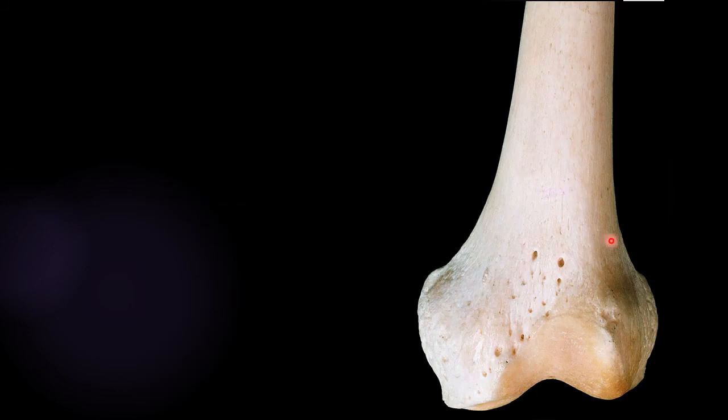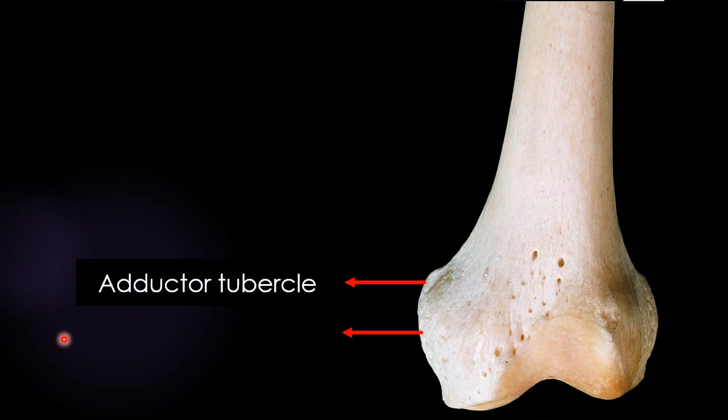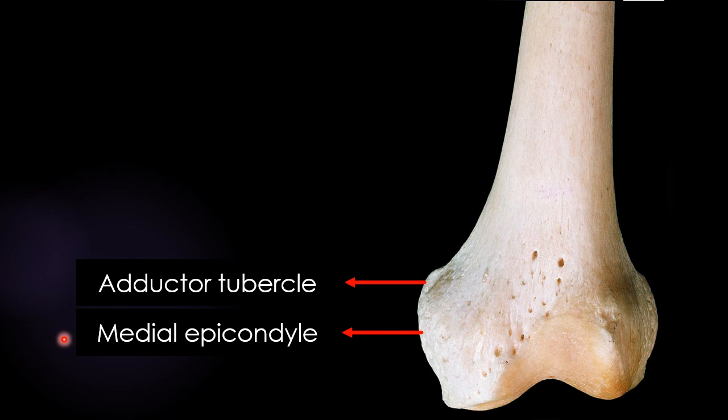Here you can see the lower end of the femur from the anterior aspect. Let me show you clearly. Here you can see the adductor tubercle. It may be marked and you may be asked to identify the muscle attachment to that particular area. So the adductor magnus is attaching to this adductor tubercle. Then below this adductor tubercle, we can identify the medial epicondyle.